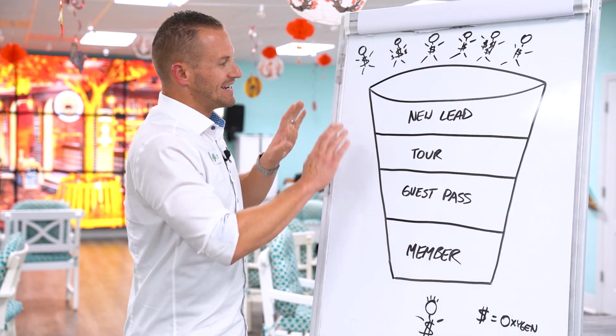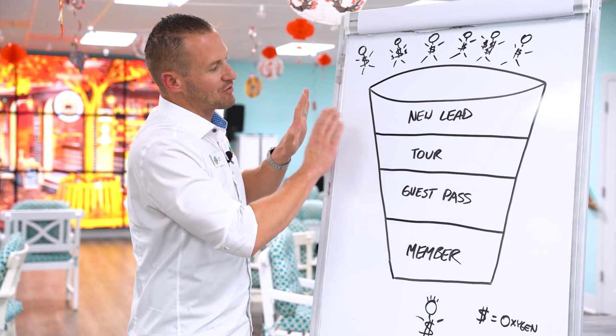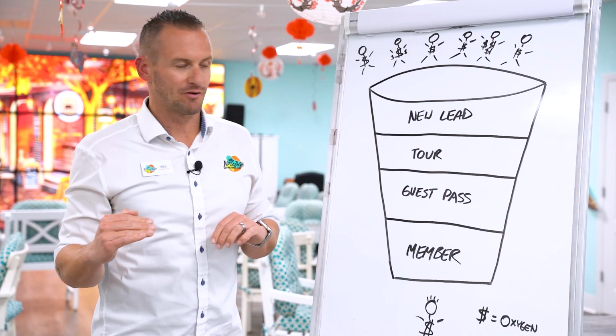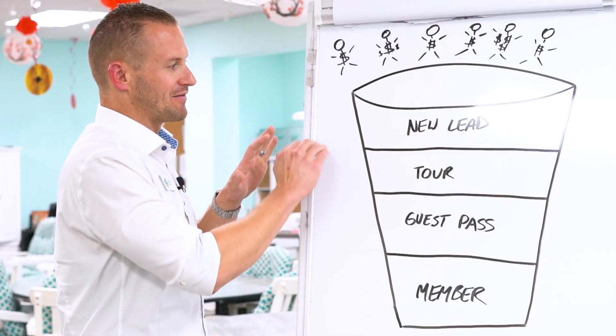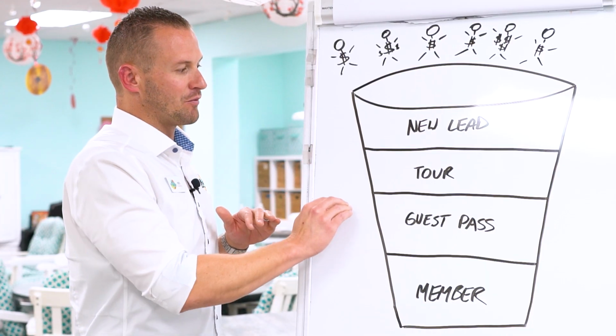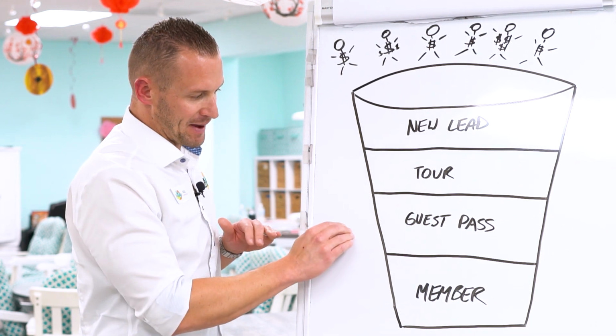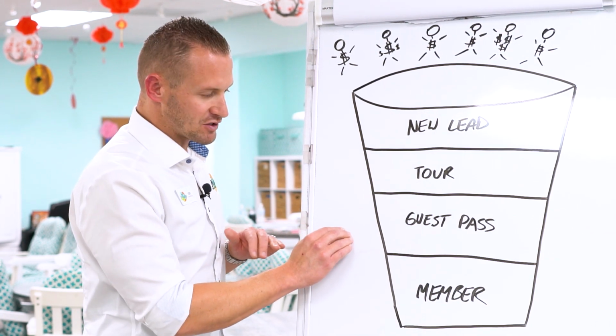So number one, and obviously everyone's sales process is going to be a little bit different, but it's important for you to write it out. And I just did this very simple. So obviously a new lead comes in the funnel. Then we're going to try to schedule them for a tour. Then we're going to try to schedule that tour for a guest pass, and then eventually we want that guest pass to turn into a member.